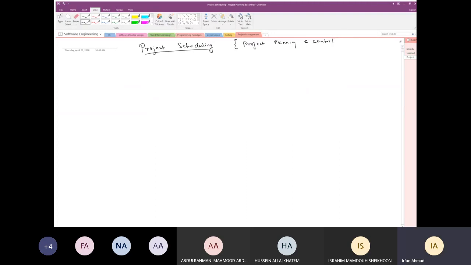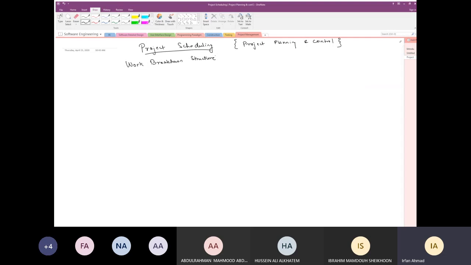As I said, project scheduling is one of the most time-consuming activities of project management, which is project planning and control, or project monitoring, so to say. So what do we do in project scheduling? One of the important things we do is what is called the work breakdown structure. And keep in mind, what we are discussing in this course is an introduction to project management, right?